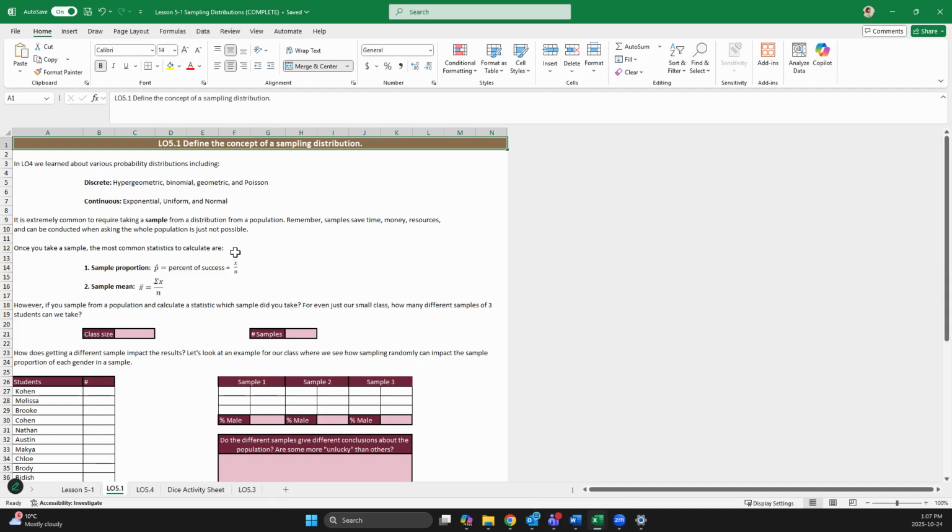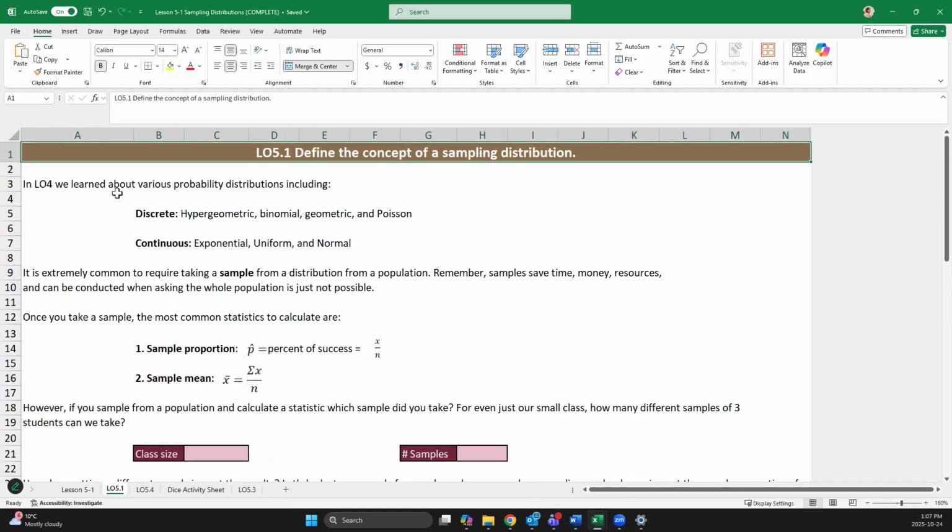So we're going to start this lesson by defining what a sampling distribution is, since that is the title of the lesson. So remember in Learning Outcome 4, before study week, we left off with learning about different probability distributions. Our probability distributions were classified into two main groups: discrete probability distributions, where you could count the total number of possible outcomes. Like rolling a die, there were only six sides, or flipping a coin, there was only two options, heads or tails. So you could count how many times each of those options occurred.